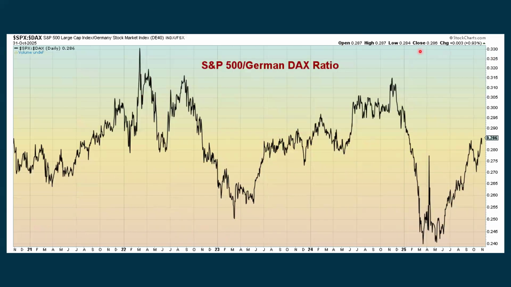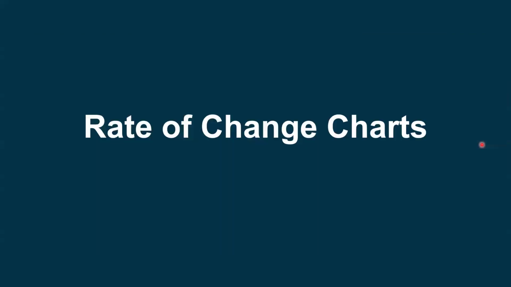And then I do a ratio between US stocks and German stocks. When this is going up, that means US stocks are outperforming. Earlier in the year, European stocks were really outperforming. And then we had the big dump back in April, and we've been coming up out of that ever since, seeing a few hiccups along the way. But for the most part, US stocks have been outperforming.